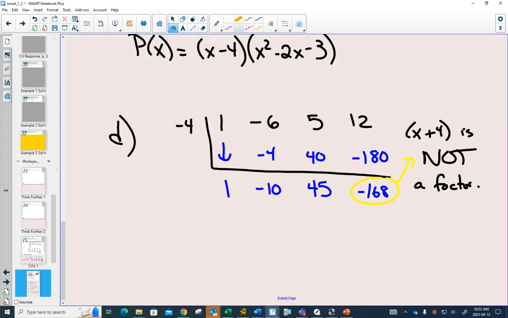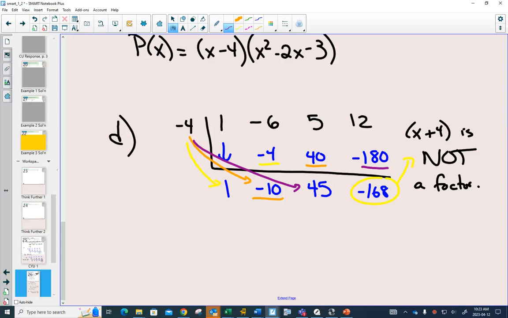Okay, so in synthetic division, I bring down the 1. Then negative 4 gets multiplied by 1, and we write that number here. Then we add the column up and get negative 10. That gives us a new number, negative 10. You multiply by the negative 4 again to give me the negative 40. And I add again. And I repeat this process. Now I multiply the negative 4 by the 45. That will give me negative 180. And then I add that up.